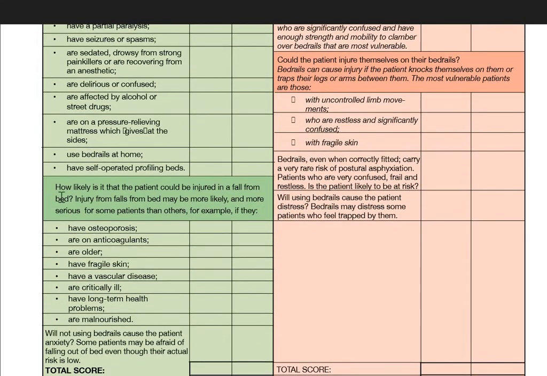So the next question is: how likely is it that the patient could be injured in a fall from bed? Injury from falls from bed may be more likely and more serious for some patients than others. For example, if they have osteoporosis, if they are on anticoagulants, if they're older, if they have fragile skin, if they have a vascular disease, if they're critically ill, if they have long-term health problems, if they are malnourished.